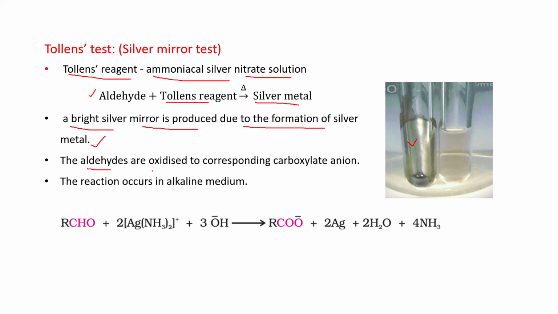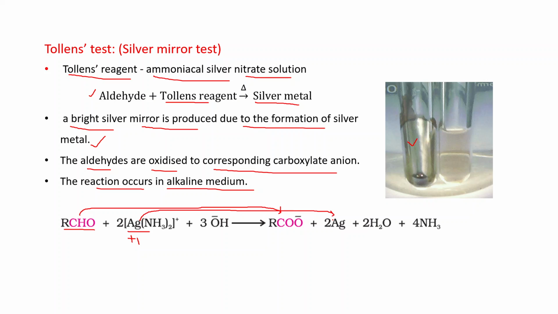The aldehydes are oxidized to the corresponding carboxylate anion, and the reaction occurs in alkaline media. See this aldehyde, this is oxidized to this carboxylate anion, and the silver present here has oxidation number +1, and this will convert into metal silver where its oxidation number is 0. This is reduced. Okay.